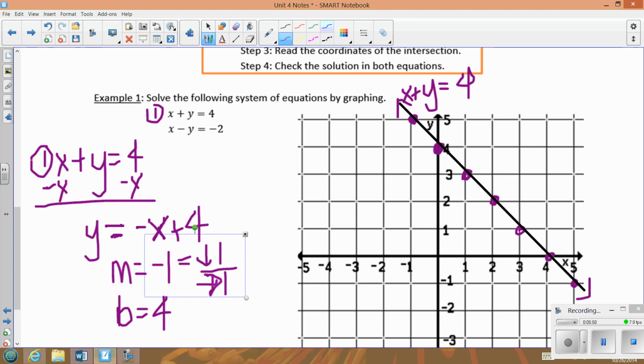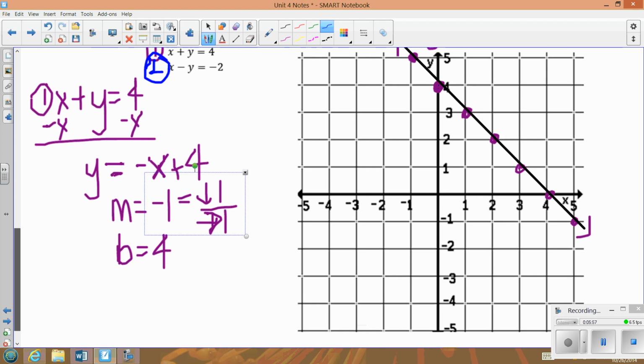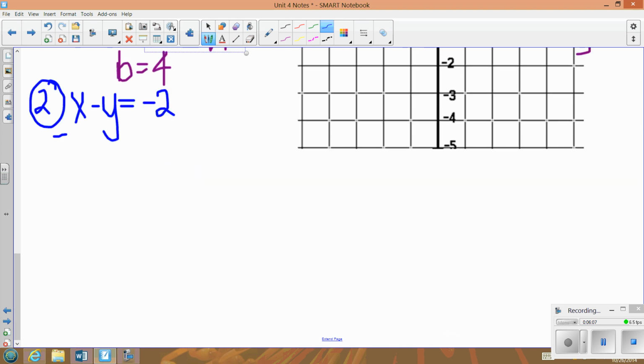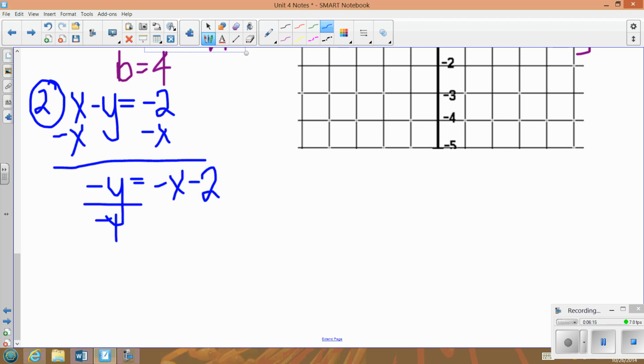Okay, so then I'm going to repeat the process with my second equation. Step 2 says graph the second line. So my second equation is x minus y equals -2. So I'm going to go ahead and get this into y equals form. So subtract x. I have -y equals -x minus 2. Divide everything by -1 to get y by itself. So we have y equals positive x, because negative divided by negative is positive, plus 2.